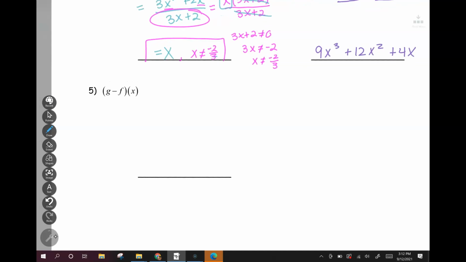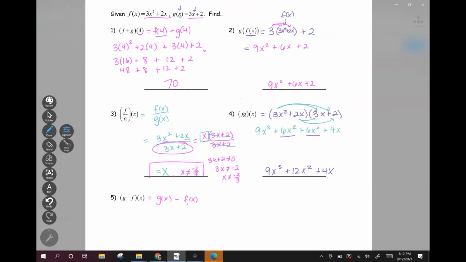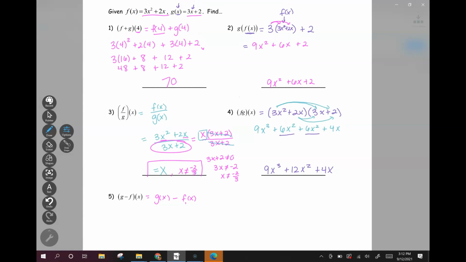All right, number 5. G minus f of x. So you're doing g of x minus f of x. Just subtracting the two functions. So let's see the two functions. I've got to zoom out. G is 3x plus 2. And then I'm subtracting f, which is 3x squared plus 2x.